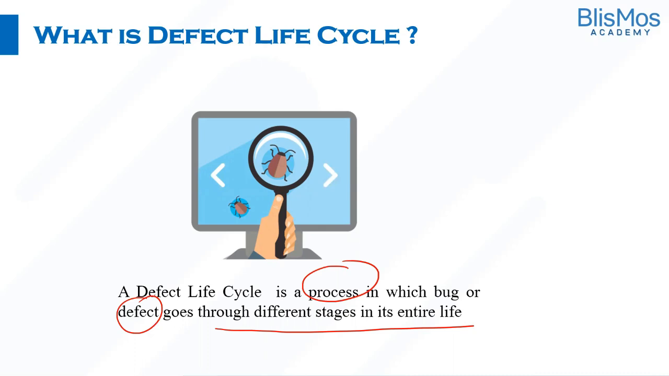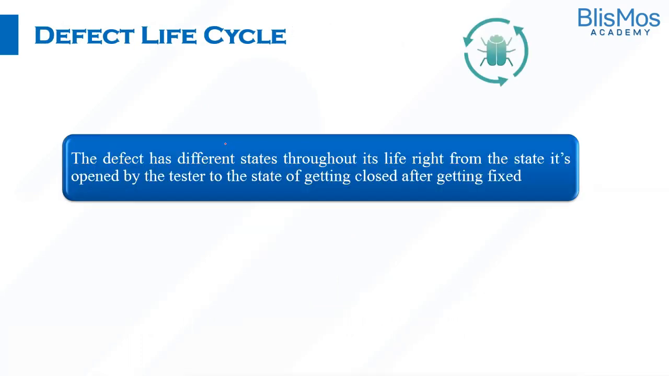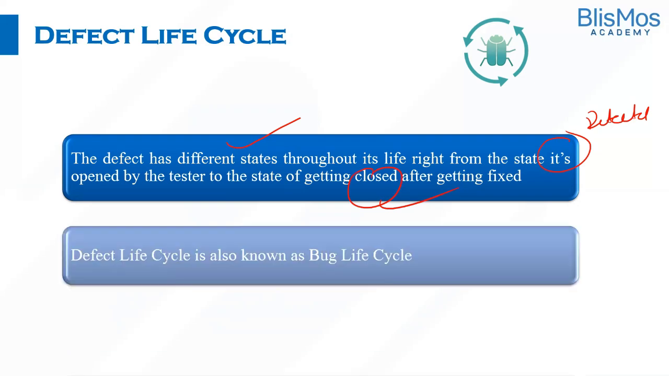So instead of not having a set process and blindly following some process, there is a proper defect life cycle where a defect goes through different stages in its entire life. A defect has different states throughout its life, right from the state it is detected to the stage where it is closed. So it has different states, it has different stages.